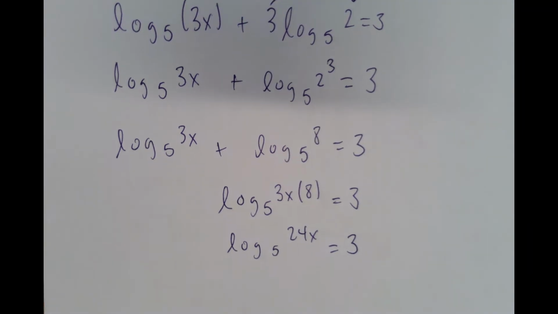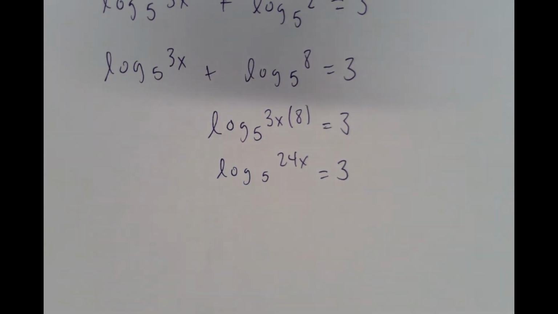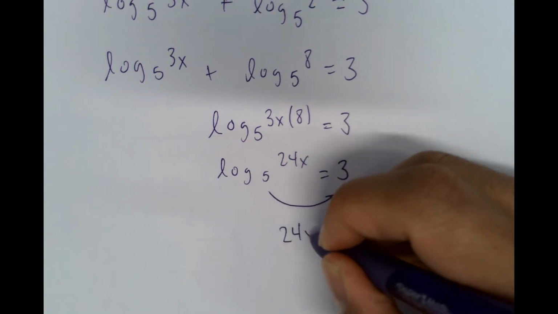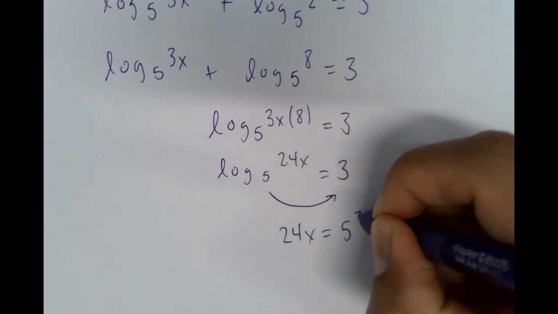At this point, it should look very familiar because now we want to change it to exponential form. Previously we didn't really use the properties of logarithms, but now we can use them, and now we can move this so it's in exponential form. We have 24x is equal to 5 to the third.